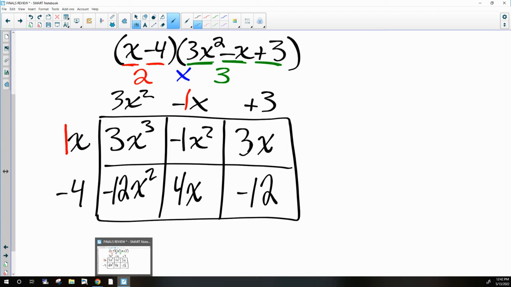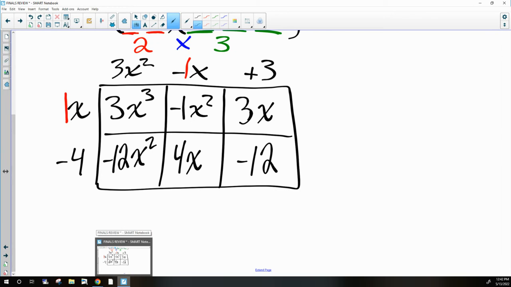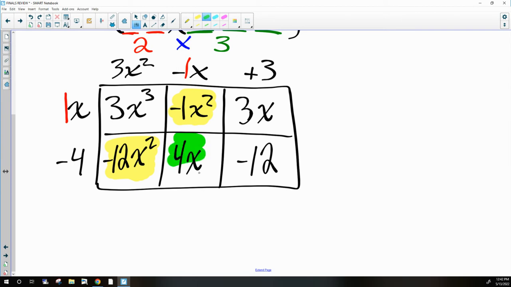Now you have to add across the diagonals, because they're like terms. Before we do that, let's highlight some like terms. Is there any other x squared? -1x squared. Okay, what is another pair of like terms? 4x and 3x. No more like terms. The ones that don't have like terms, we just don't do anything to. The others we will combine, which means to add.